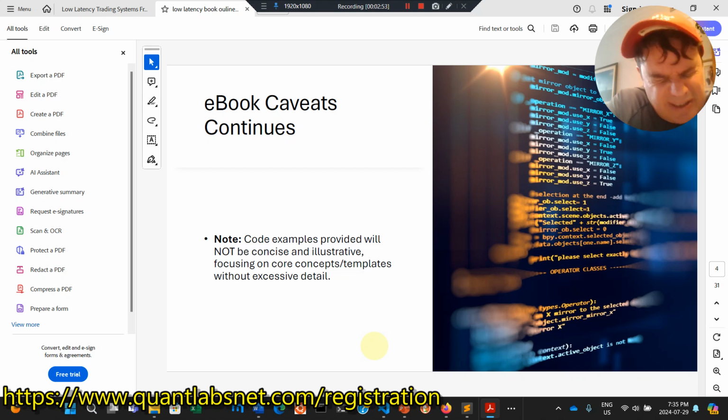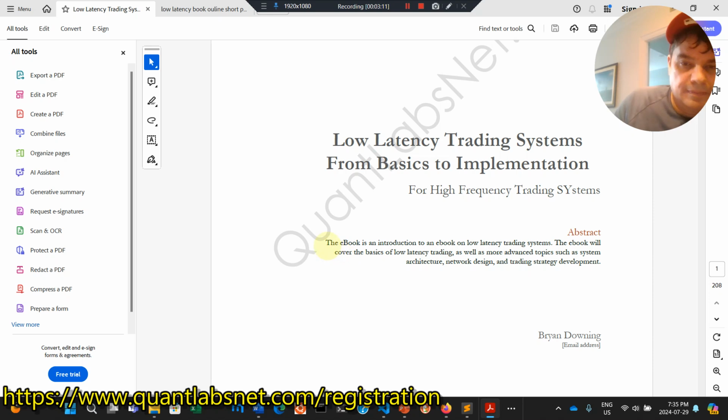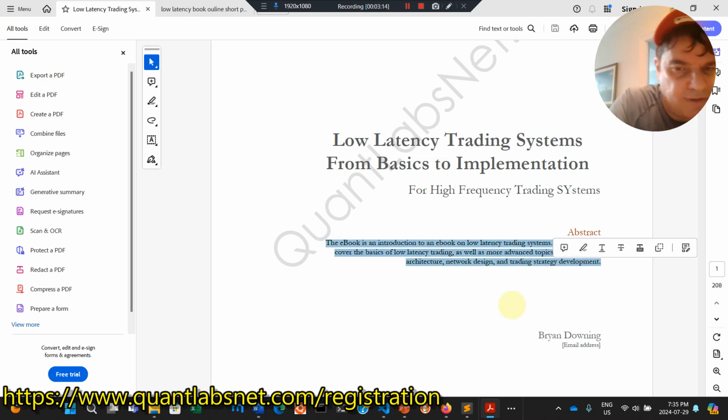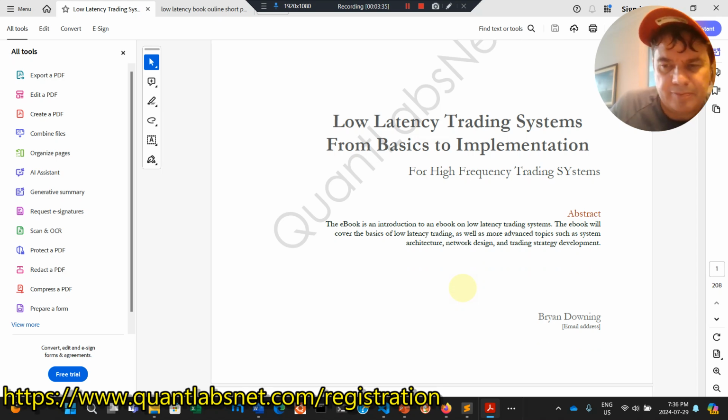Again, I'm needing to repeat this in another way so everybody understands. The code examples provided will be concise and illustrative. They focus on the core concept templates without excessive detail. Just want to make sure we get that straight. To reinforce that, this is the cover right here. This book is an introduction on low latency trading systems. This ebook will cover the basics of low latency trading, the basics, so people understand that, as well as more advanced topics such as system architecture, network design, and trading strategy development.